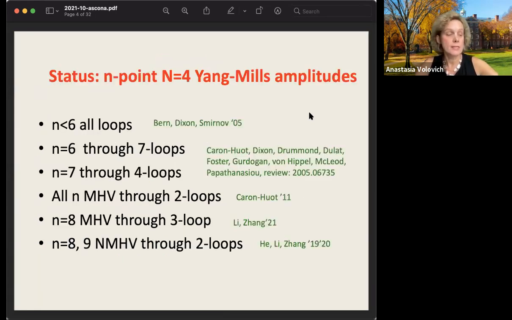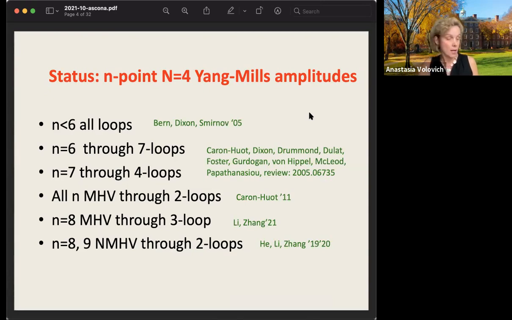Okay, so as promised, let me start with a one-slide summary of the status of these amplitudes. The amplitudes are characterized by the number of points and the number of loops. The simplest ones we can look at are 4 and 5 points. For n equals 4, they have been known to all loop orders due to the work of Bern, Dixon, and Smirnov in 2005, known as the BDS ansatz. You can write a formula where the 4 and 5 point amplitudes are basically exponentials of the one-loop amplitude. So these are very well understood.